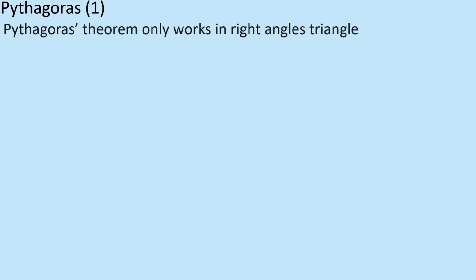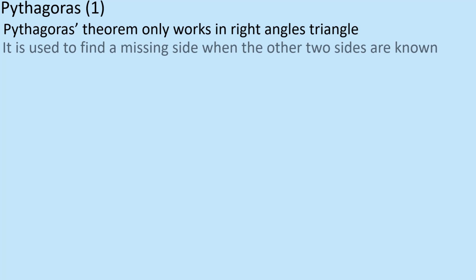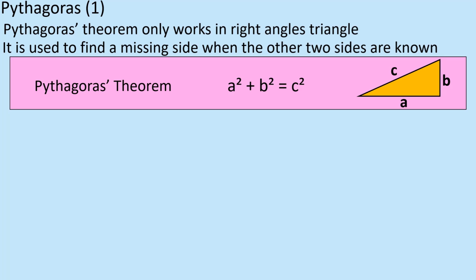Hi there everybody, we're going to quickly look at Pythagoras' theorem, okay? If you've never come across this before, Pythagoras' theorem only works in right-angled triangles. So your triangle must have a right angle in it for this to work, okay? It's used to find missing sides when you know the other two. So this is Pythagoras' theorem.